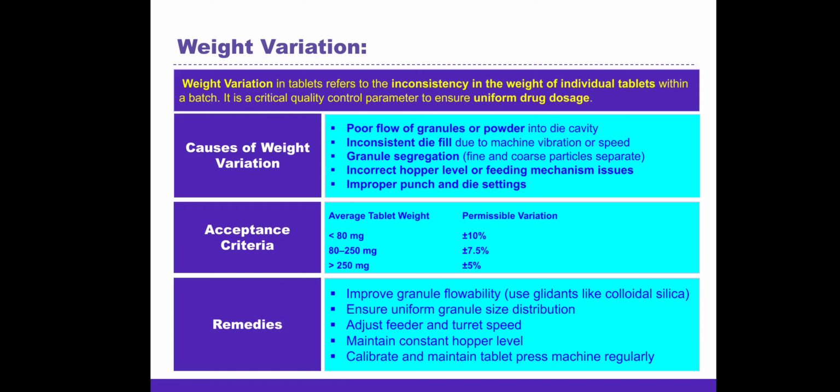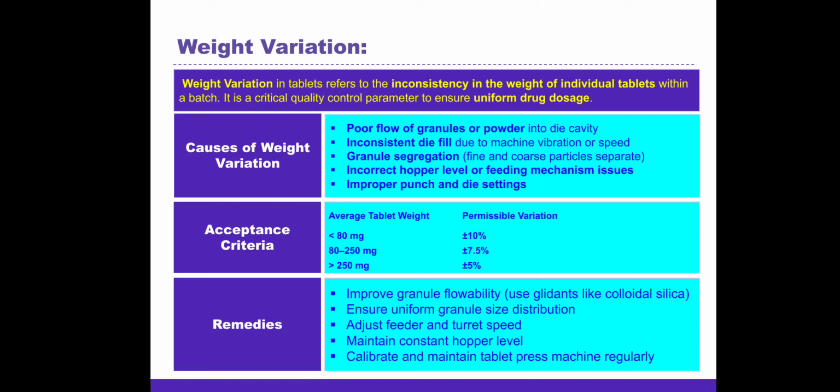First one is improve granule flowability. Use a glidant like colloidal silica. Even though we can use talc, if colloidal silica or talc is not present in the formulation, then again it will be a new development, and after satisfactory process development, validation and variation approval, we can implement it.